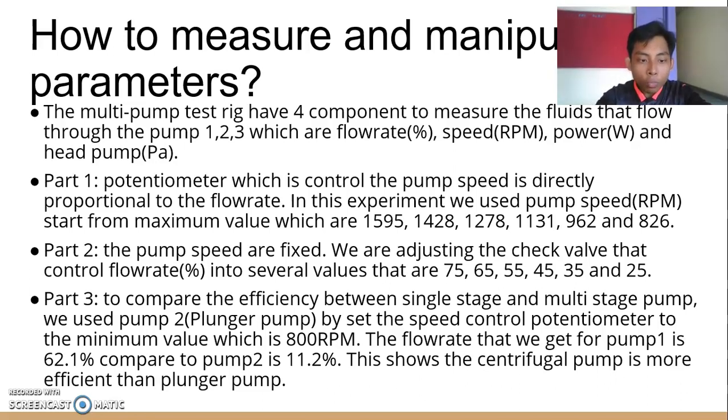Okay, and lastly, for part 3, to compare the efficiency between single stage and multi-stage pump, we use pump 2, which is the plunger pump, by setting the speed control potentiometer to the minimum value, which is 800 RPM. The flow rate that we get for pump 1 is 62.1, compared to pump 2 at 11.2%. This shows the centrifugal pump is more efficient than the plunger pump.